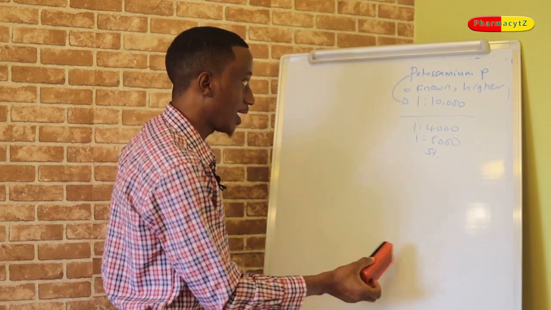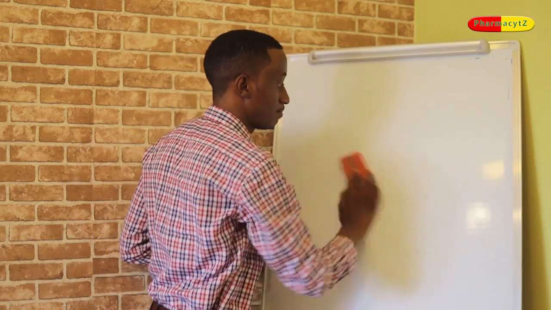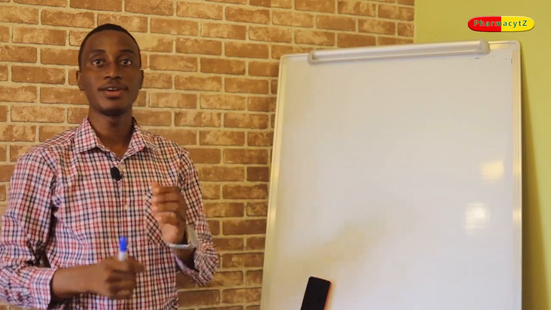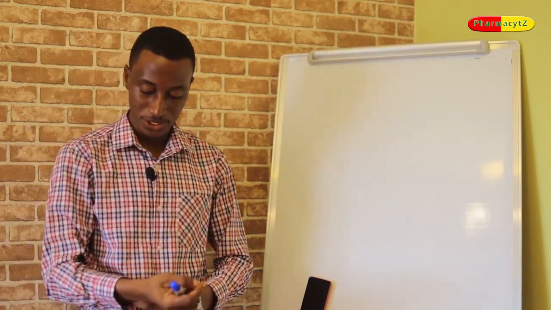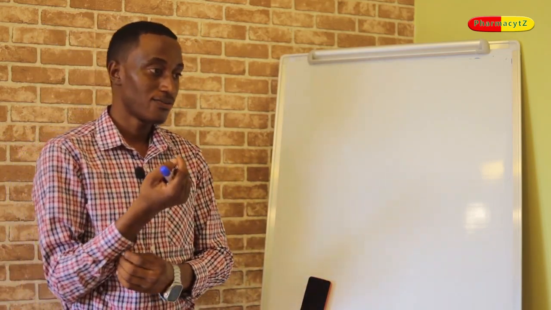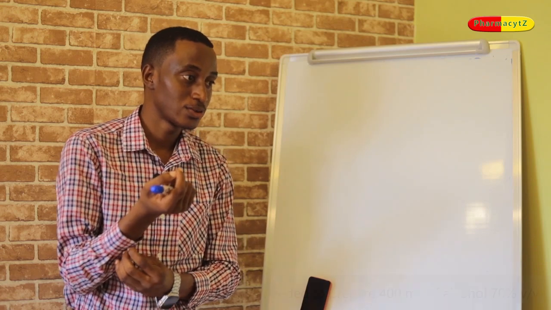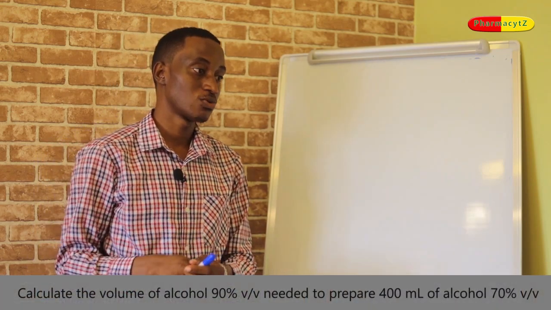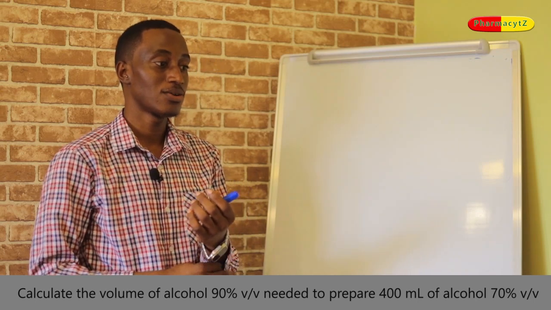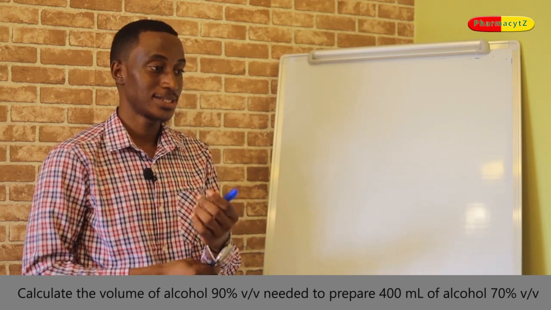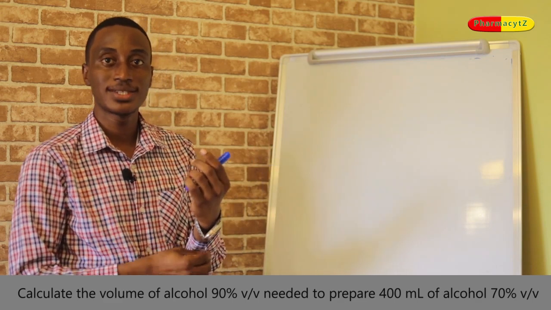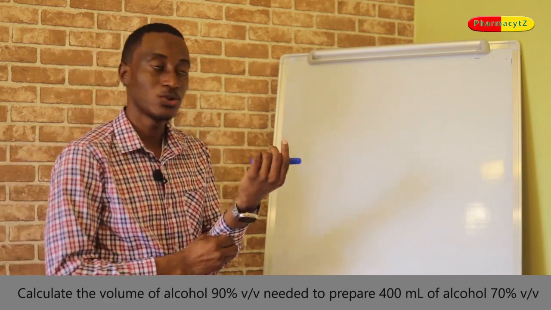So let's check some examples on how to do this. And all these calculations are very practical. They are so much practical. So our first question will be to calculate the volume of alcohol, 90%, needed to prepare 400 ml of alcohol, 70%. Before we solve this question, we need to understand the law of dilution.